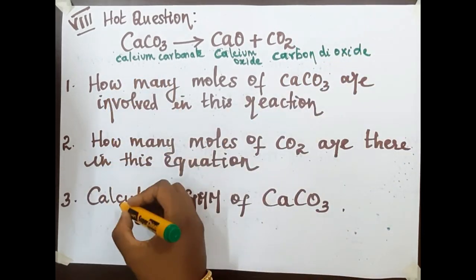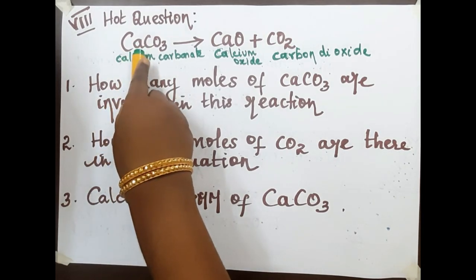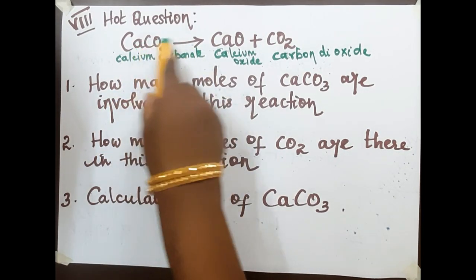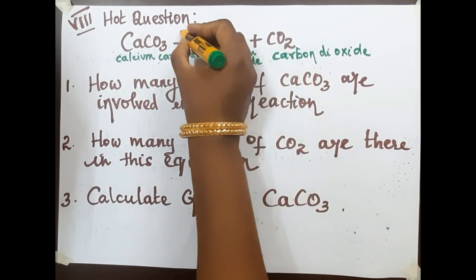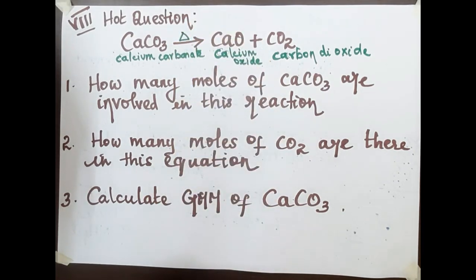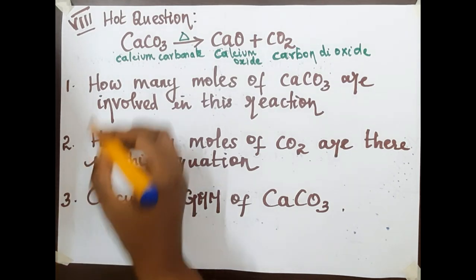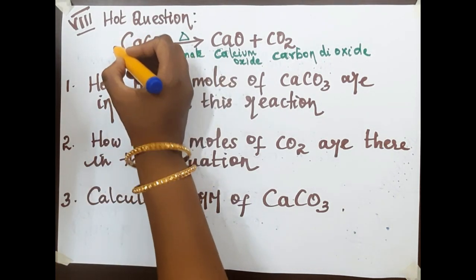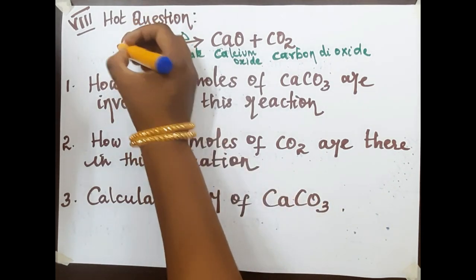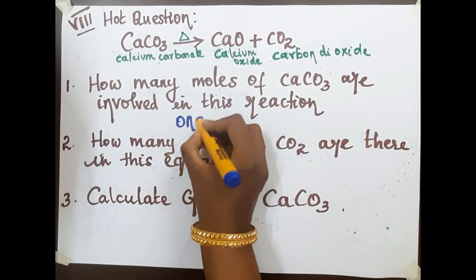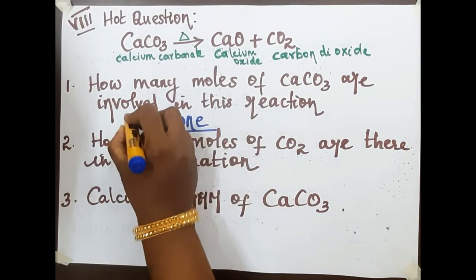Now, they have asked 3 questions children. Calcium carbonate is decomposed on heating to give calcium oxide and carbon dioxide. So we have to put this triangle for heating. See the first question children. How many moles of calcium carbonate are involved in this reaction? Children, just see what number is there before the calcium carbonate. Only 1. So the answer is 1. Is it clear? The answer is 1.